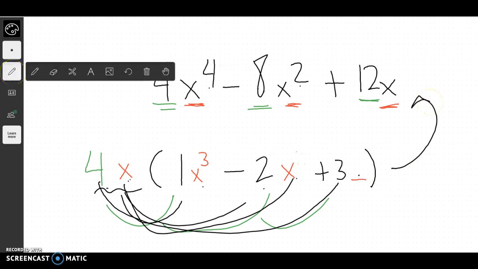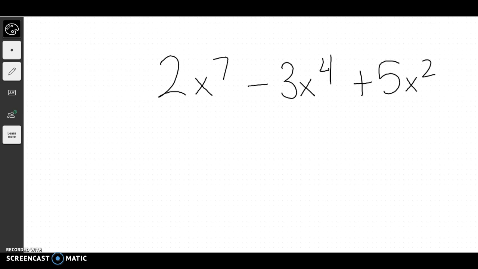Let's look at a second one, okay? So when I look at this example, I want to think about my numbers and see if they multiplied through anything. Our numbers are 2, negative 3, and 5. And I can't think of anything they would have multiplied to get 2, 3, and 5. So I don't think they used any numbers, so we'll just rewrite our numbers back in here.